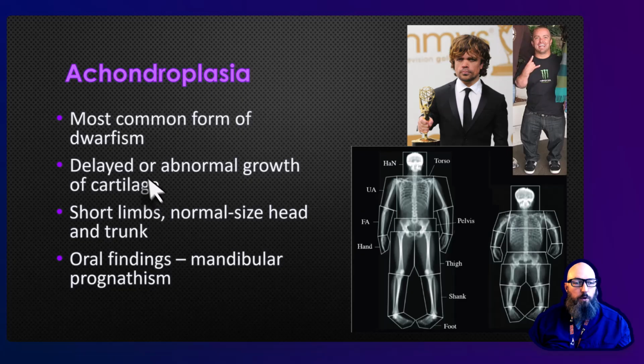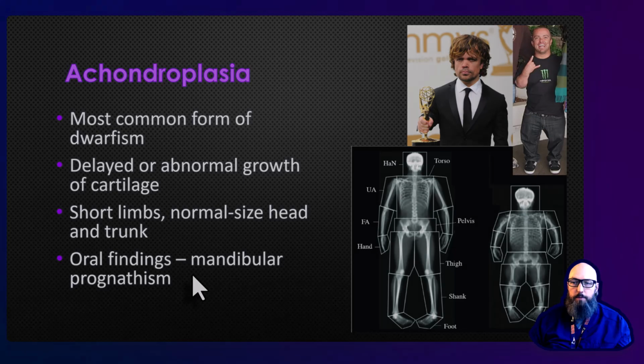So yeah, there are more than 300 forms of dwarfism. This is by far the most common, and this is a delayed or abnormal growth of cartilage. And what this image here is showing is that these patients have a normal torso and head size, but their limbs are just shorter. Oral findings you may see is mandibular prognathism.